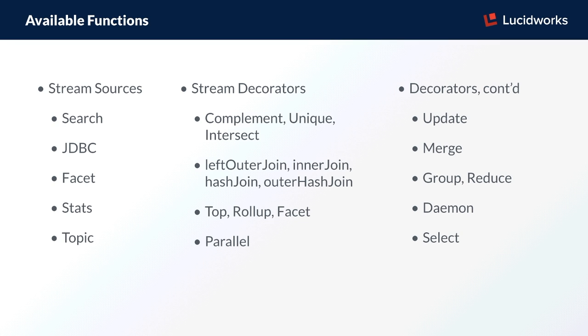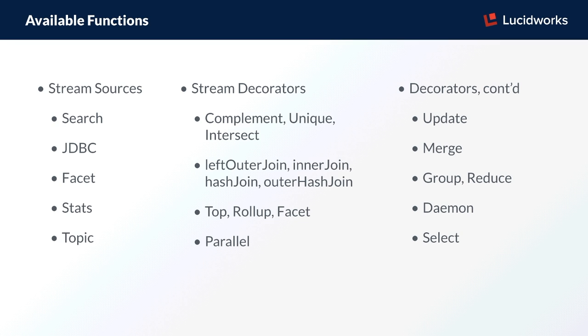Joins, several types of joins depending on what you need. Merge, group, select, those are pretty obvious. The update allows streaming the results to another Solr collection. And then there's a daemon function that can be used for continuous push or pull streaming. So if you need continual updates, it can work in either direction.